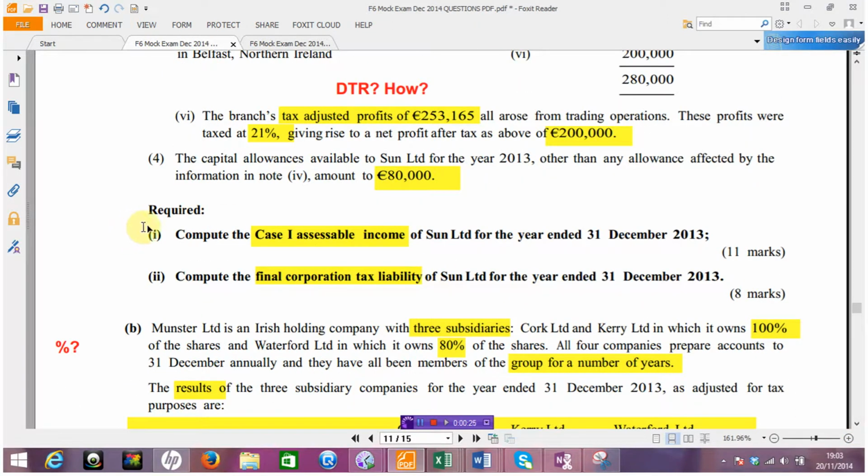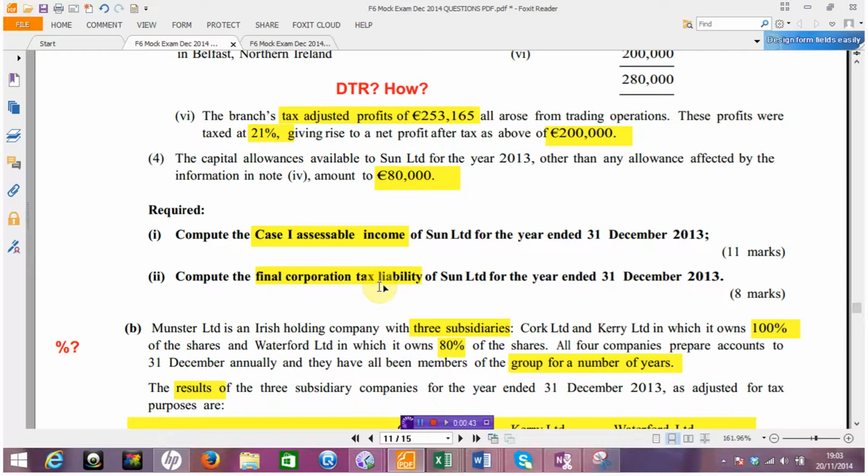You'll see that in part A 1 and 2 we have the classic corporation tax style question of calculating assessable income, i.e. dealing with addbacks, etc. in part 1, and then in part 2 a final corporation tax liability.